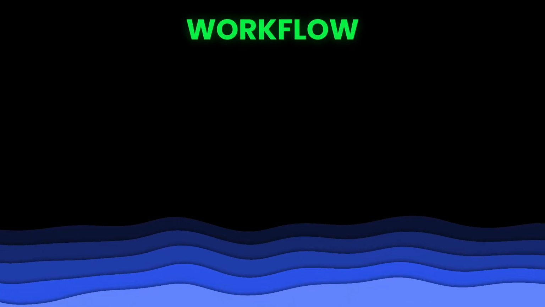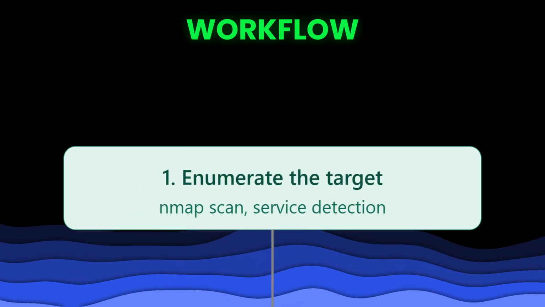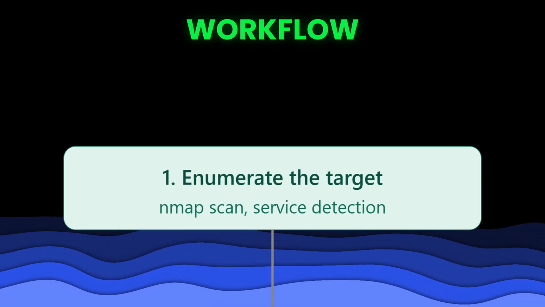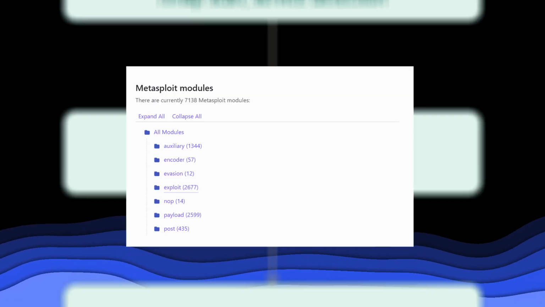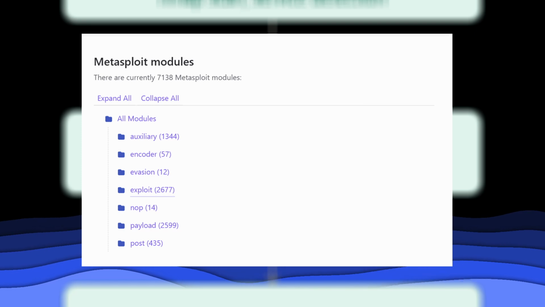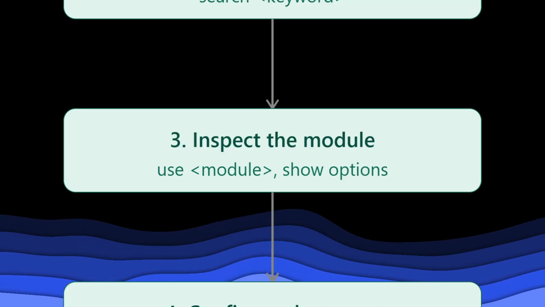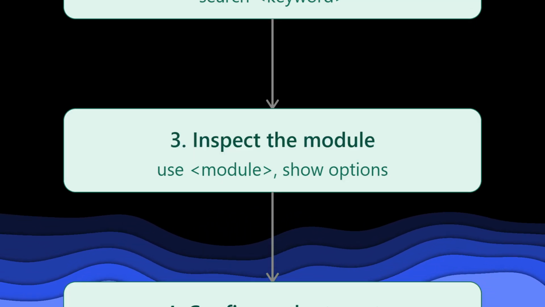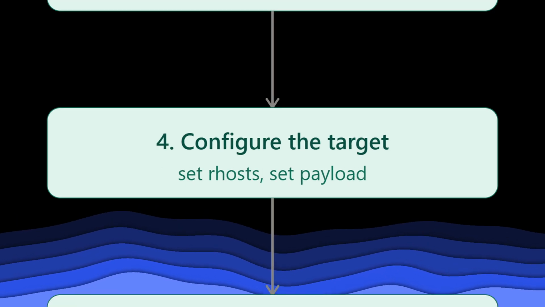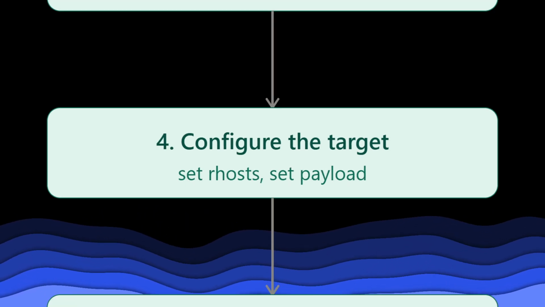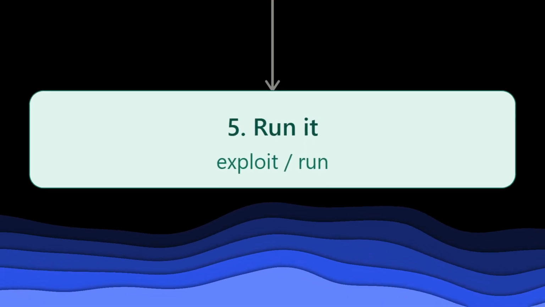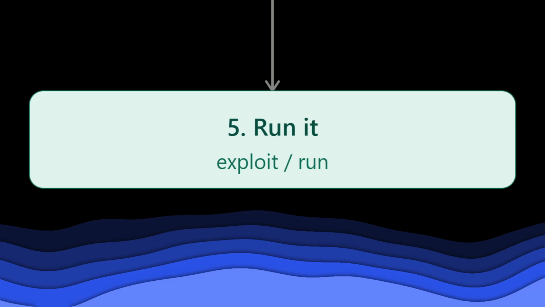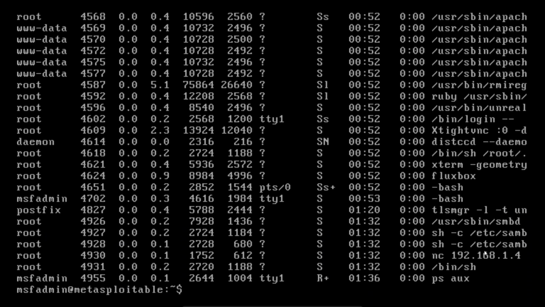The general workflow is pretty straightforward. Enumerate the target, find out what's running, and identify versions or other useful information. Search for a relevant module. You are looking for an exploit, auxiliary module, scanner, or other module that actually applies to what you have discovered. Inspect the module, check what vulnerability it targets and what options it requires. Configure the target, set things like RHOSTS and any other options the particular module requires. Run it, exploit it, and then if the exploit succeeds, you investigate the session you have obtained rather than blindly assuming that the tool's output tells you everything.